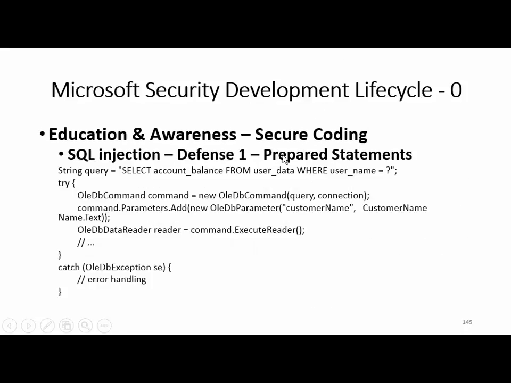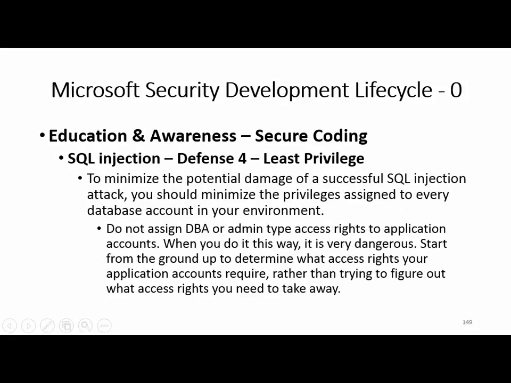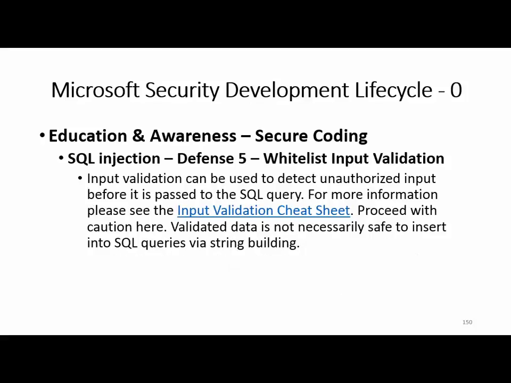So we've talked about prepared statements, stored procedures, escaping all input, also using the theory of least privilege. Notice what it says there in the bottom bullet. Do not assign DBA or admin rights to application accounts. Start from the ground up. Determine what access rights the accounts require and give them just that, no more. Remember, it's always possible as an administrator that if someone temporarily needs an upgrade in their access rights, you can give them that temporary upgrade, let them do what they have to do, and then downgrade them again.